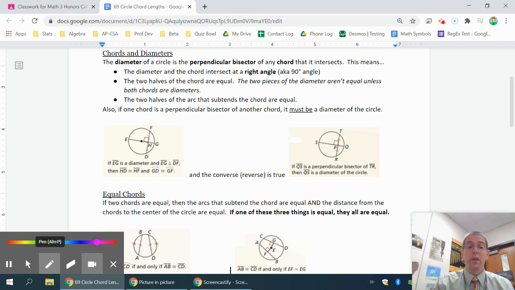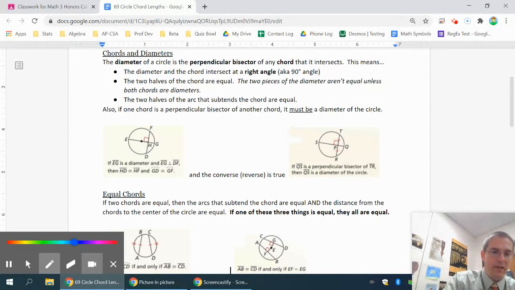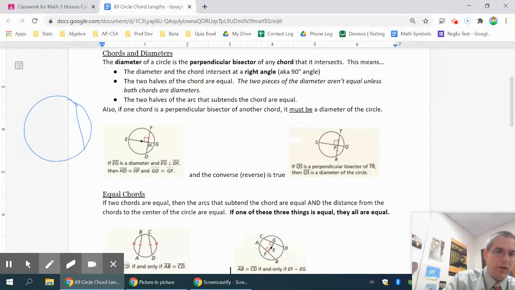Okay, this morning we're going to be talking about some chords and diameters of circles and some other things about chords. First thing is that if you have a diameter of a circle, it always will be the perpendicular bisector of any chord that it intersects. So basically that means no matter what the circle looks like, if you've got some chord over here, if you draw a diameter, it is always the perpendicular bisector.